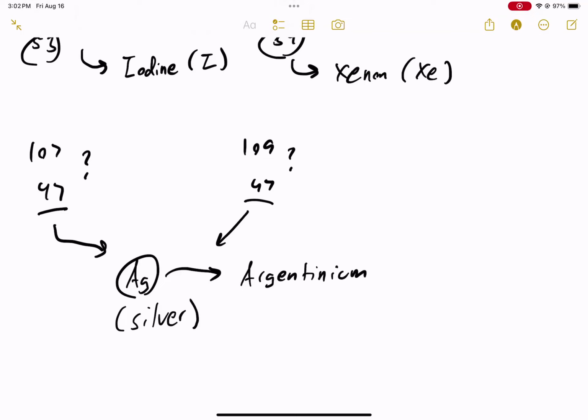Argentinium. Probably spelled that wrong. Spelling is not my strong suit, I apologize. And Argentinium basically means silver in Latin. And if you're wondering, well, Argentinium sounds quite familiar. Well, think about the country Argentina.